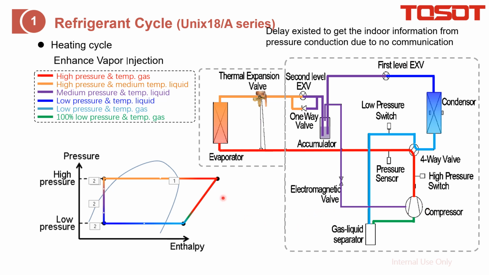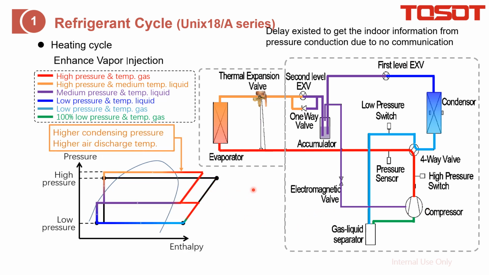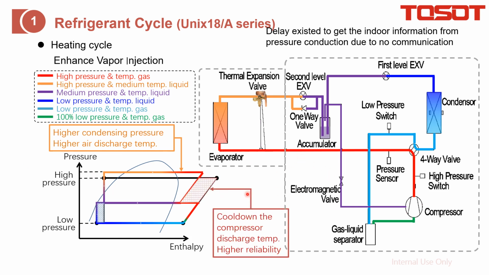From the PH diagram, it will become this one, which means it will increase the high pressure. Then we can get a higher indoor unit air discharge temperature. Also, with the injection, we can lower the compressor discharge temperature. For this one, we can improve the compressor reliability. And for this part, we can extend to here, which gives us a higher capacity.